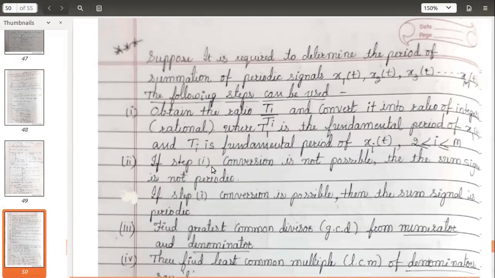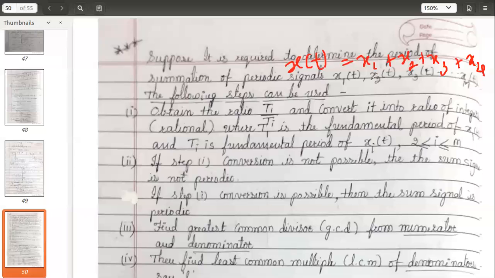So you should have understood by now these two steps. First step is taking the ratio T1 by Ti. I stands for the remaining signals. Let me just draw it. X of t, assume that it's the sum of many signals, say x1 plus x2 plus x3 plus x4. मैंने चार signals लिए हैं sum, and ये जो x1 है उसका period T1 है, ये T2 है, this is T3 and this is T4.